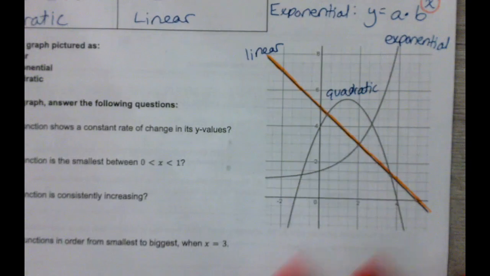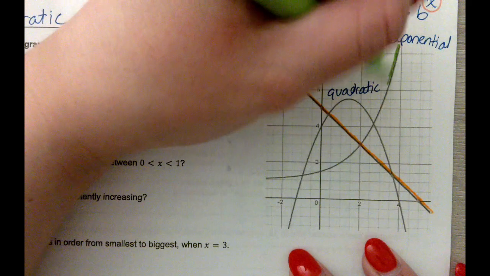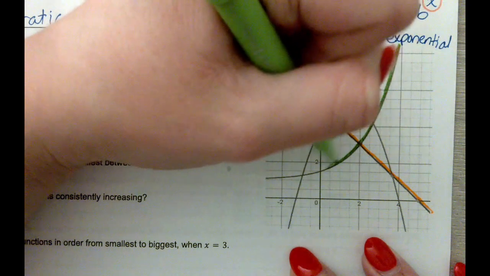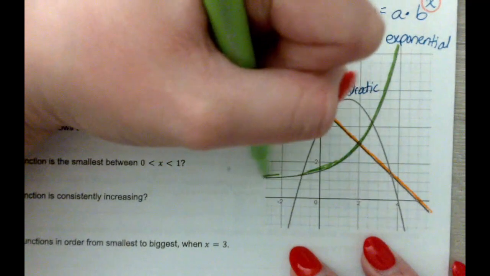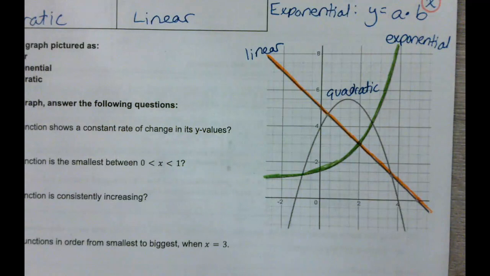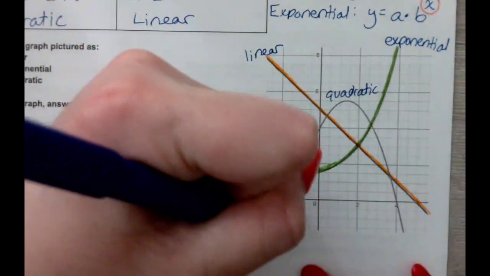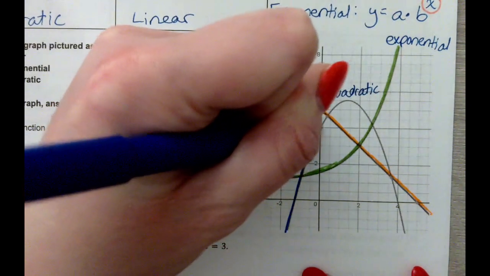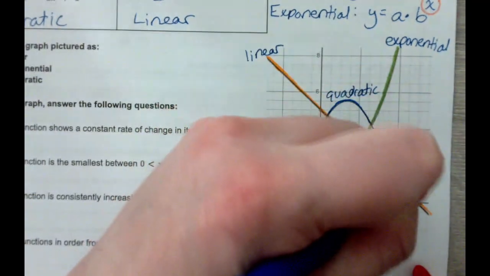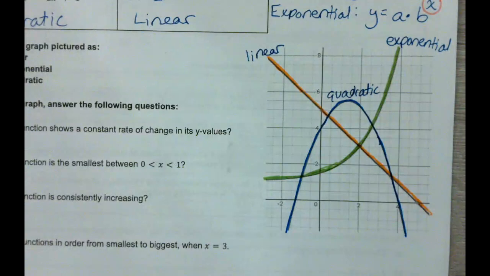And then I'll go green for the exponential. And then blue for my quadratic. Okay, now they kind of stand out a little bit more.